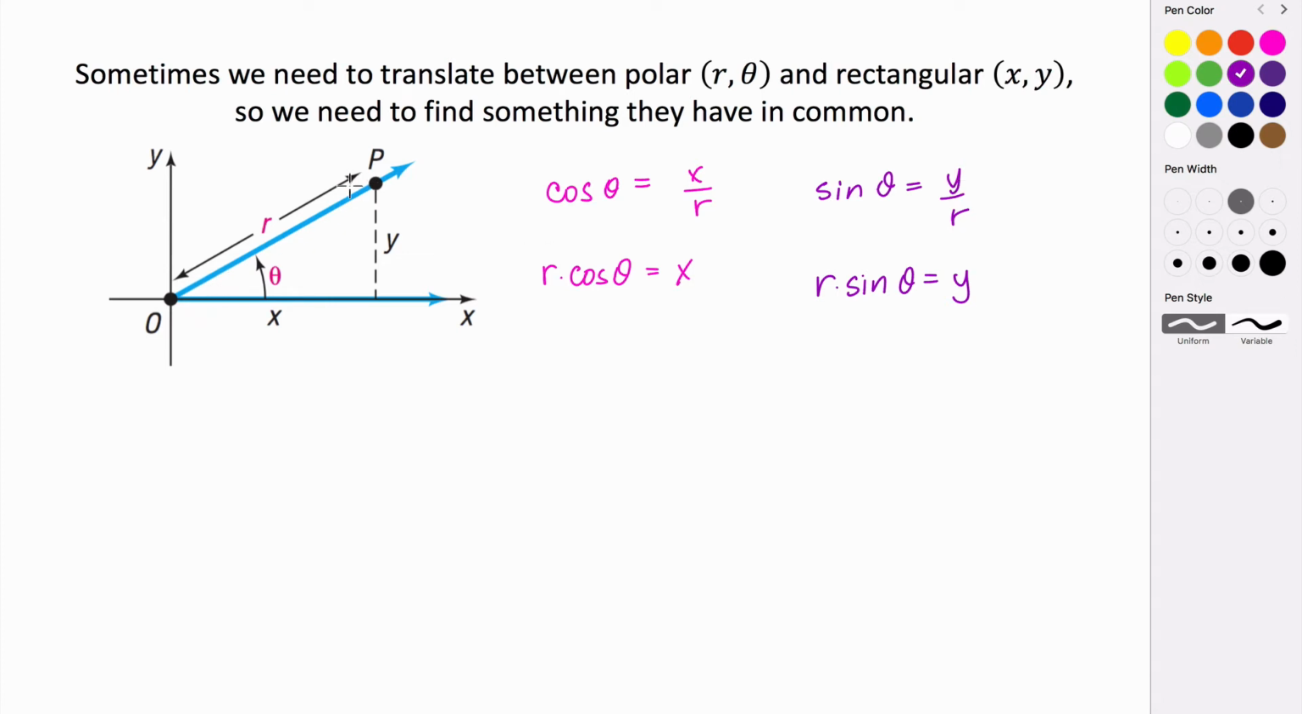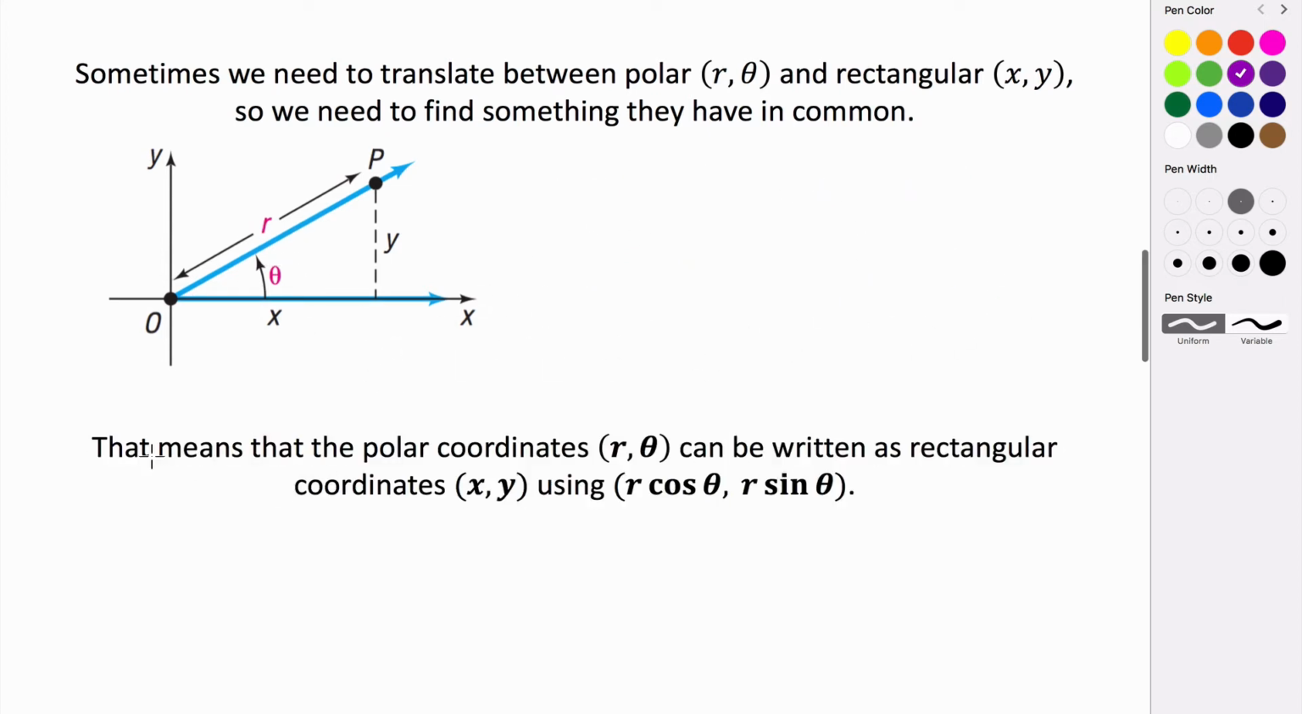And then whatever the value of r is times the cosine of your given angle, that's going to be the x value of your given coordinate. So if we recognize this fact, then that means that polar coordinates r comma theta can be rewritten as rectangular coordinates if we use this to convert it: r cosine theta comma r sine theta. Well, that will give you the x values, and this will give you the y values. So let's use this to try and convert between rectangular and polar coordinates.